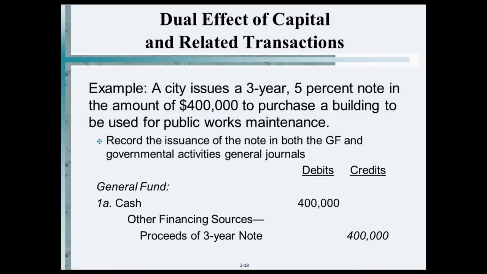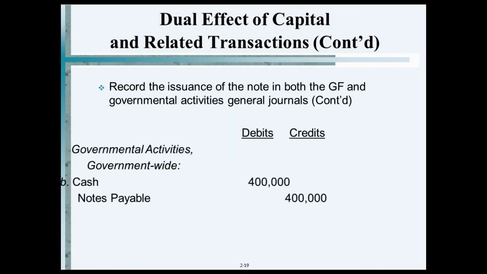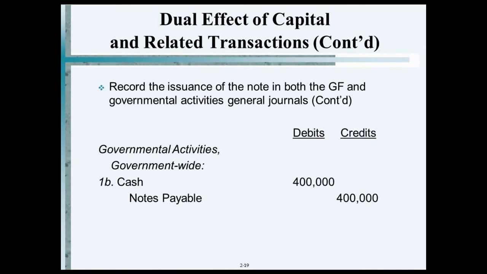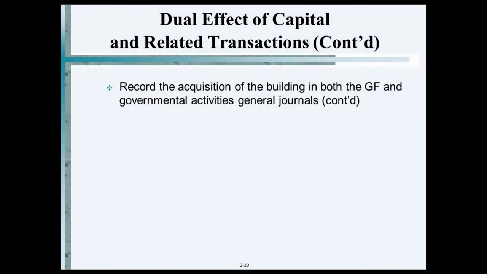Okay. Common transaction. When the government borrows money in the general fund, you debit what? Cash and other financing sources, credit, right? This is what in the general fund. What would it be in the governmental activities government-wide? Cash and note payable. You should know this, right? Two classic transactions. One is borrowing money and two, purchasing an asset. Let's take a look at the next one, which is purchasing an asset.